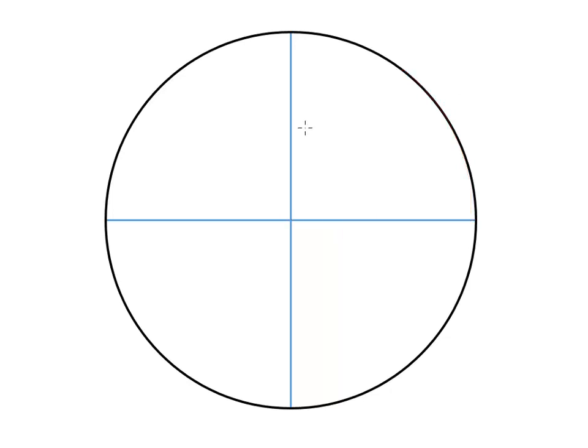Well, let's think through this. How many times does a radius go around a circle? Well, we know that the distance around a circle, that's the circumference, is equal to 2 pi times the radius, or 2 pi r, right? That's the formula we all know and love. So how many times does a radius go around a circle? 2 pi times, or roughly 6.28 times.